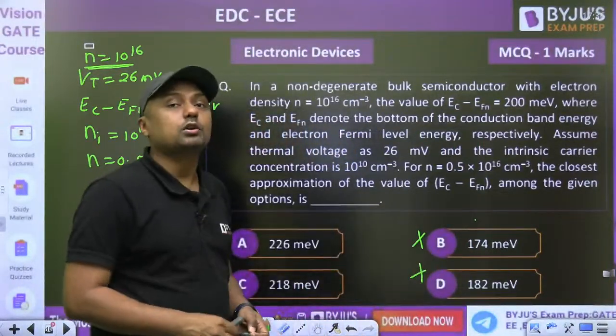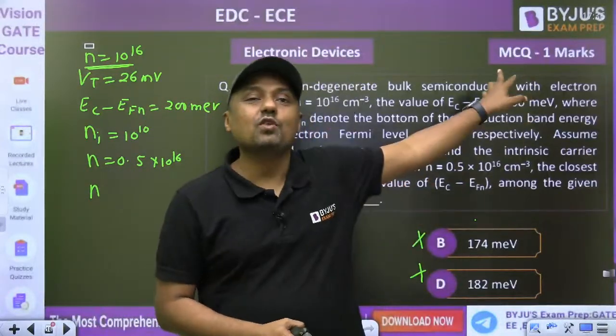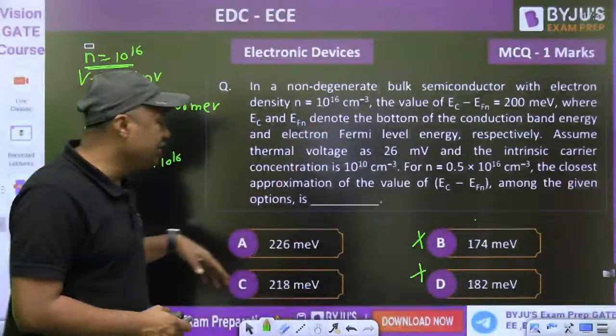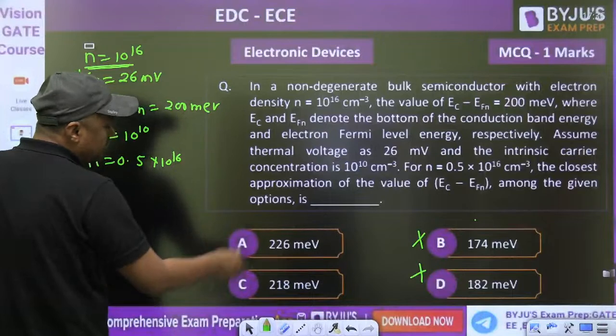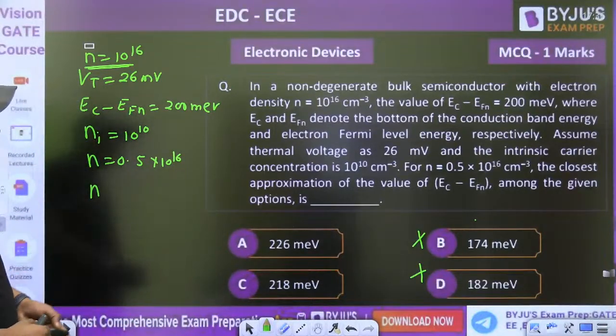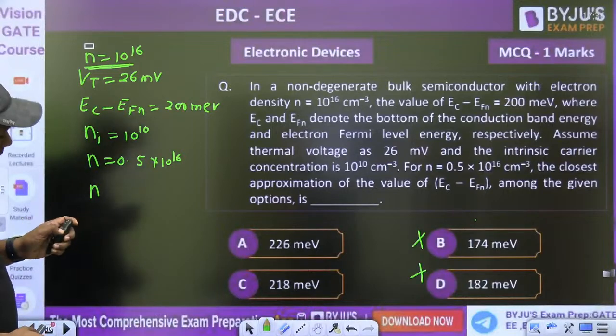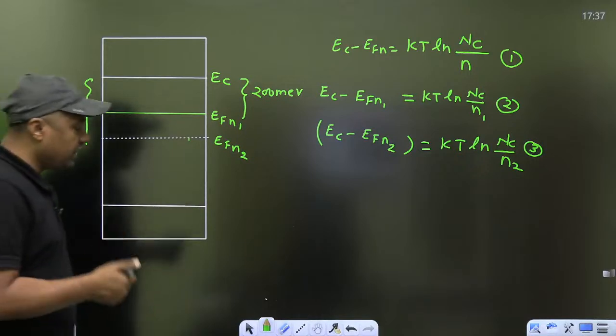Now you can take what? Calculated risk. But there will be what? 1/3 negative marking, because it is a 1 mark question. So 1/3 negative marking means you can choose what? 226 or 218. So tell me which answer, A or C. Just you can guess A or C. Now we can solve it. There is a 50% probability that you will get the right answer.